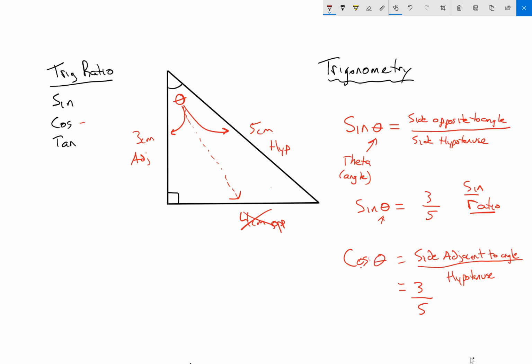So that's the difference between sine and cos. Sine is the side opposite, divided by the hypotenuse, and cos is the side adjacent divided by the hypotenuse.